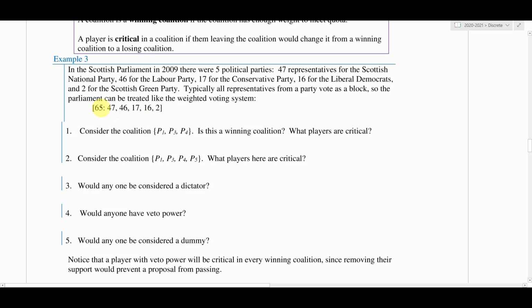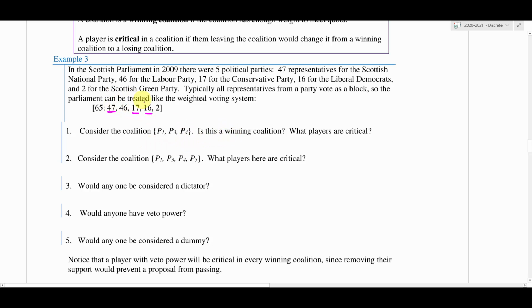Right? So they're telling us that we have to get 65 votes to pass a measure. There's 1, 2, 3, 4, 5 different players, and the weights are as such. Right? So we're going to consider a coalition. Right? So remember, this is just a team up of different players. So we're going to consider the coalition player 1, player 3, and player 4. They are all going to vote the same way. So that would be player 1, player 3, and player 4. Right? These 3 parties are going to vote the same way. The question is, is that a winning coalition?